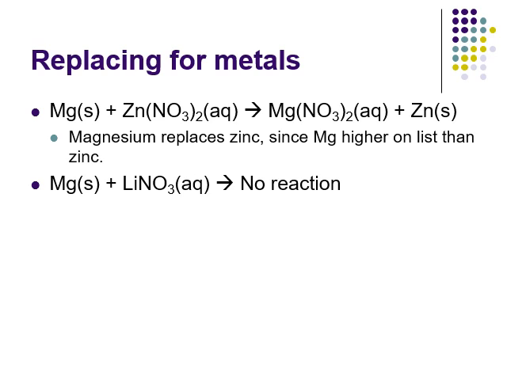Now, if magnesium tried to replace lithium, so magnesium's our metal, so it's going to replace lithium, which is a metal, nothing happens. Why does nothing happen? Because I check my metal activity series, and lithium is above magnesium, so no reaction.